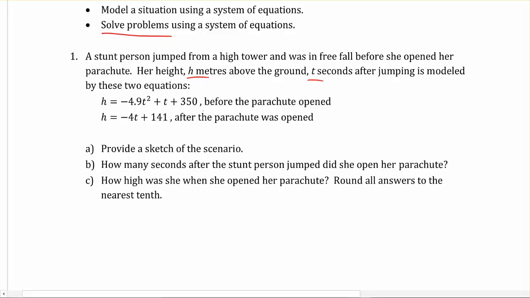So before the parachute opens, they're accelerating, so it's going to follow that one. And then after the parachute opens, it's going to be a constant velocity, so it's going to be that one. So provide a sketch of the scenario.